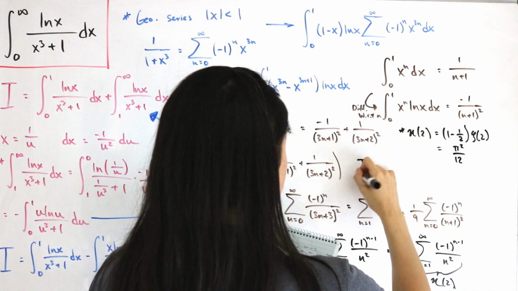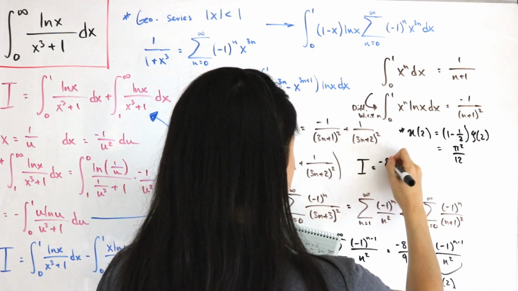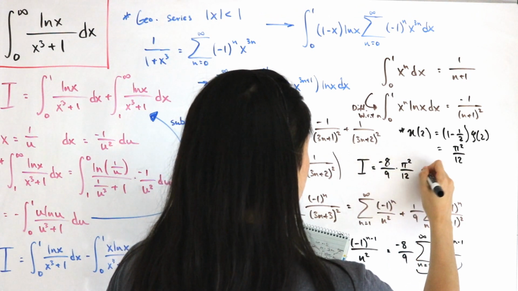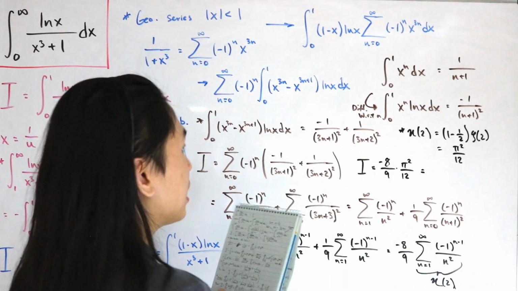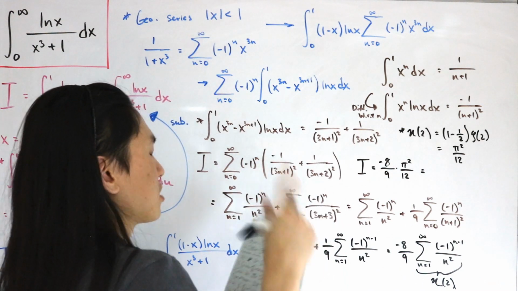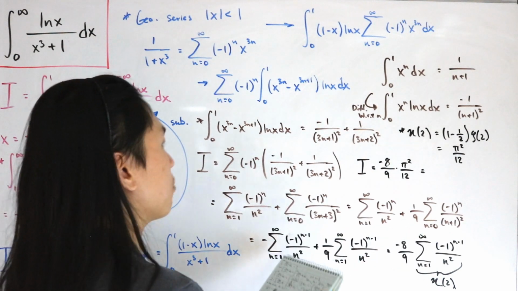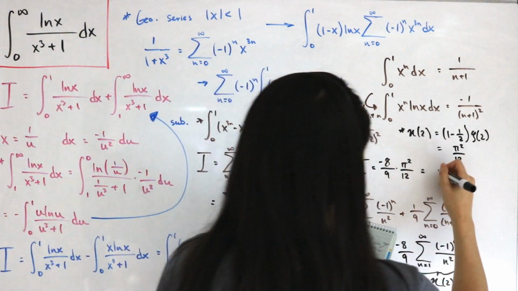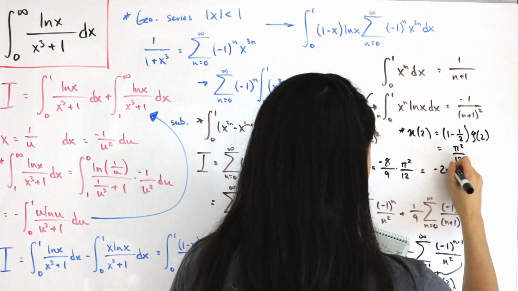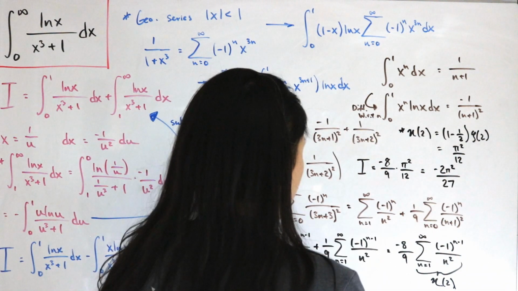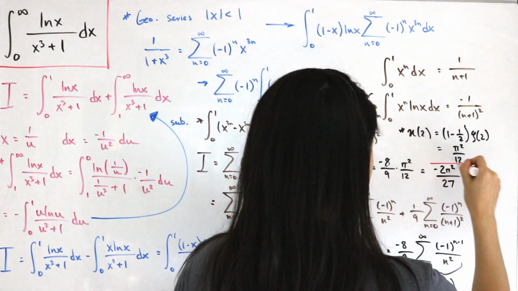And so now I have that I is equal to -8 divided by 9 multiplied by pi squared divided by 12. If you multiply this first, you get -8 times pi squared divided by 108. Then you simplify this out, and you'll get that the final answer is just -2 pi squared divided by 27. And so therefore that is our final answer to this improper integral over here.